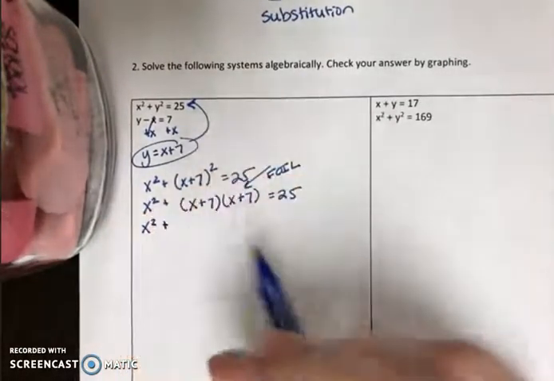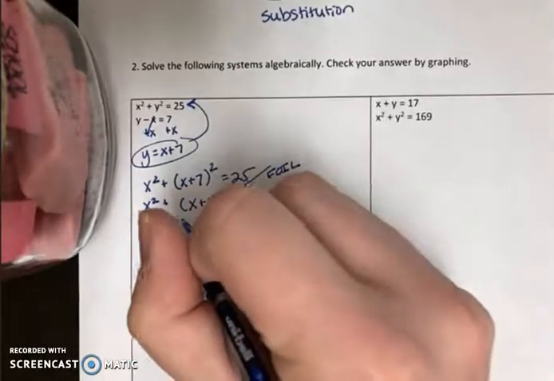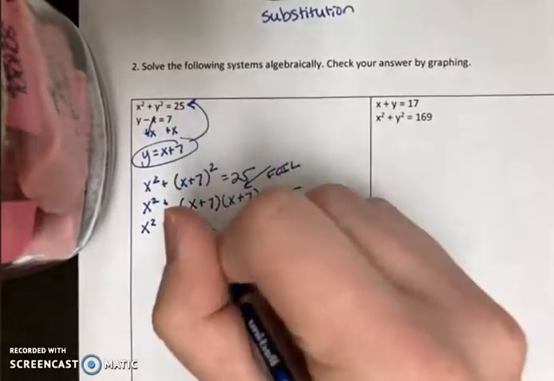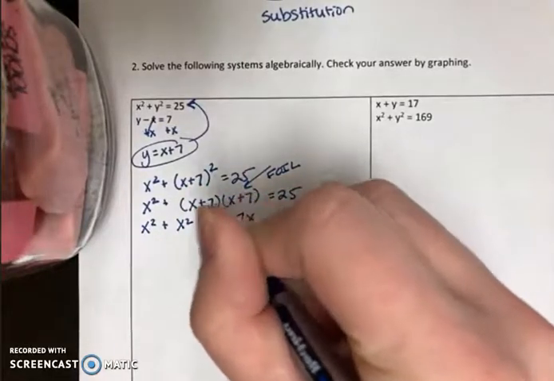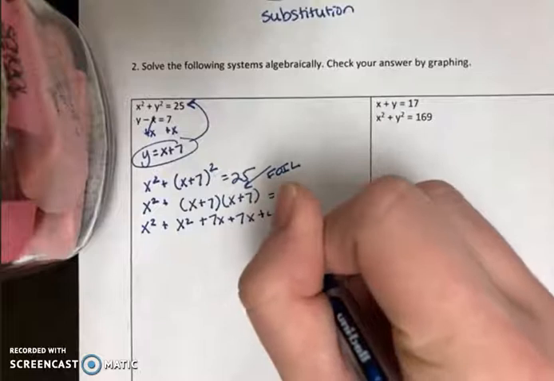We have x squared plus x times x is x squared. X times 7 is 7x. 7 times x is 7x. 7 times 7 is 49.